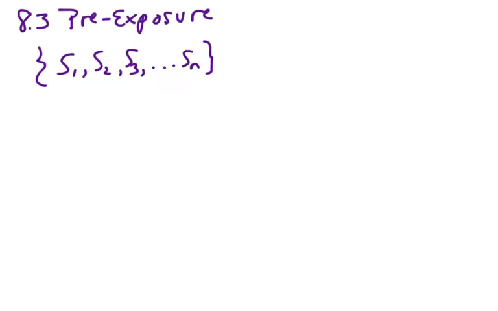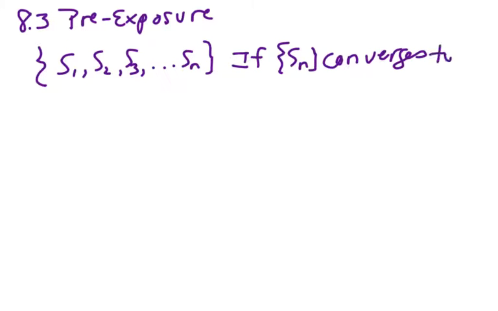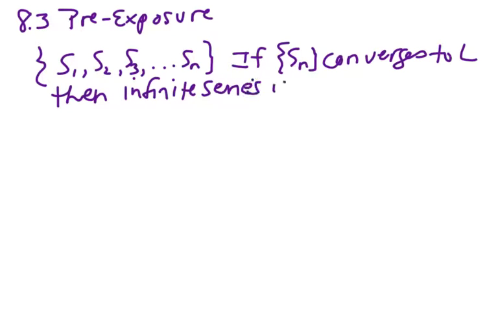If the partial sum sequence converges to a limit, then the infinite series does as well. So if that converges to L, then the infinite series does. If the partial sum diverges, then the infinite series diverges.